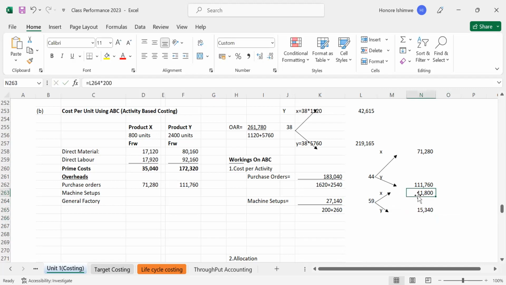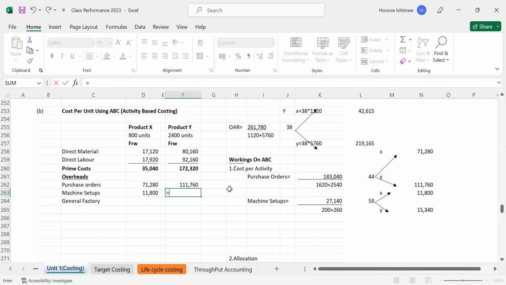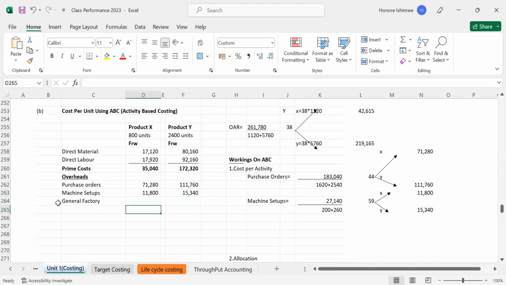So, which is going to be 11,800 and 15,340, which, when you add it, becomes this 27,140,000, which was our general cost, our cost pool that we were allocating. Now, here, the machine setup overhead is going to be this for X, and for Y it is going to be this 15,340. Now, on general factory, I'm going to do the same.